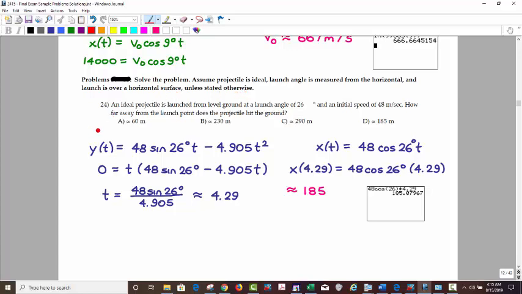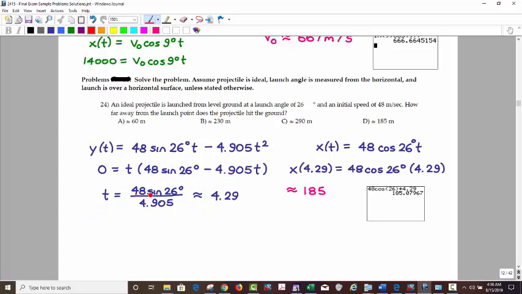So let's look at our y equation. It'll be 48 sine of 26 t minus 4.905 t squared, and then we know, because at the time it hits the ground, the y, the height, will be 0. So you set 0 equals this, and I factored out a t. Once again, the t equals 0 solution we don't want, because that's obviously the starting point. But this one, we can solve this inside part now for t. So you set that equal to 0 and solve for t.